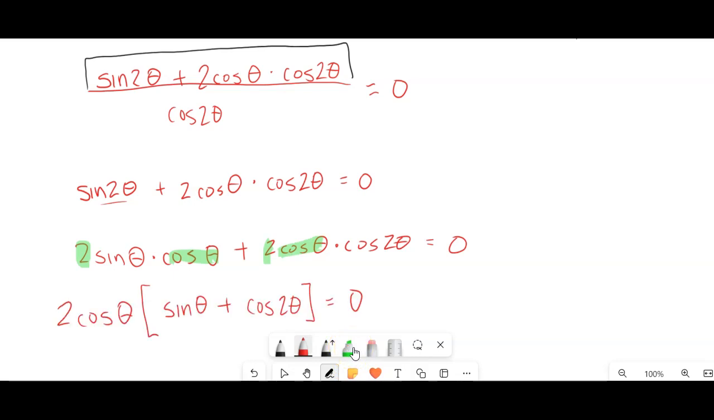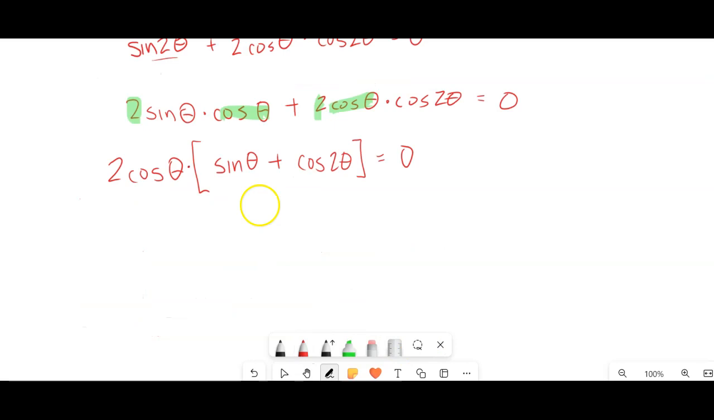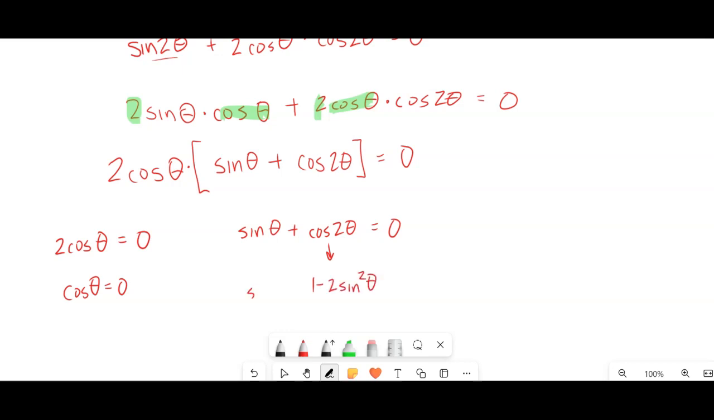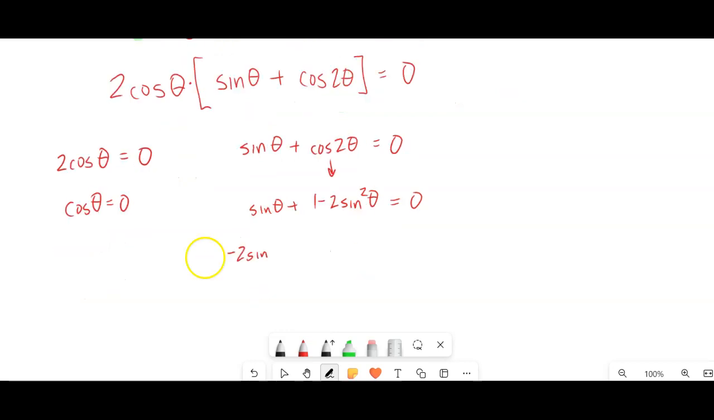Now we have two equations here. Because this is multiplication set equal to 0, the 2 cosine theta could be equal to 0, which implies just that the cosine is equal to 0. Or this equation, sine theta plus cosine 2 theta, could be equal to 0. And this is one where we would need to split cosine 2 theta up into 1 minus 2 sine squared theta. And then we still have a sine theta here. So I get negative 2 sine squared theta, I get a sine theta in the middle, and then I get a plus 1. I'm just rearranging this to be in descending order of the sines.